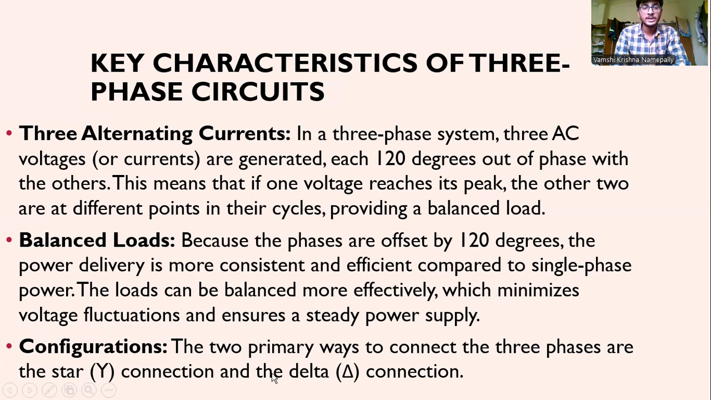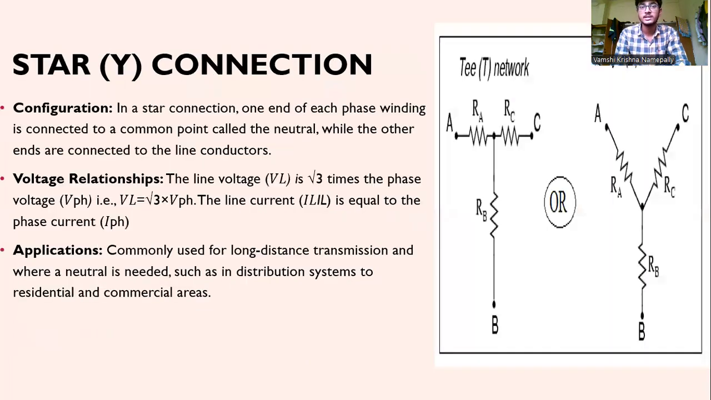Coming back to the configurations, the two primary ways to connect the three phases are the star connection, also called the Y connection, and the delta connection, also called the pi connection. Now let us discuss the star connection and the delta connection.